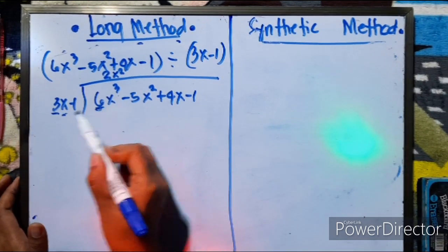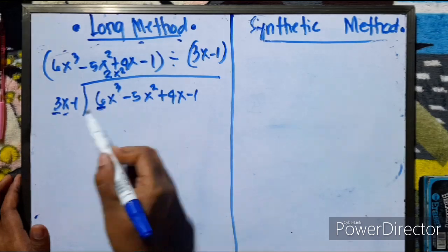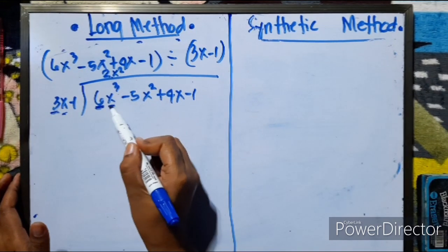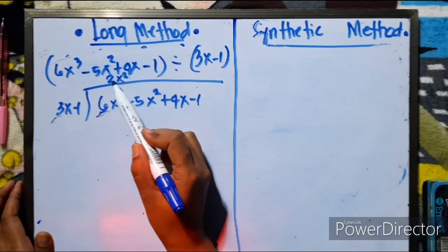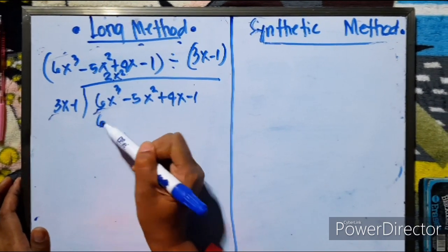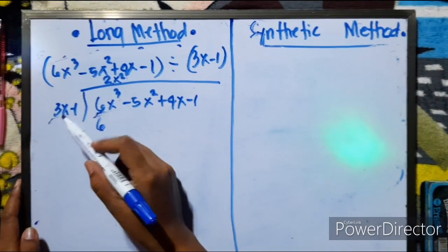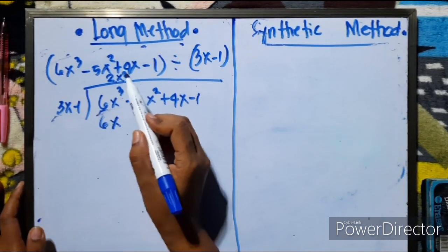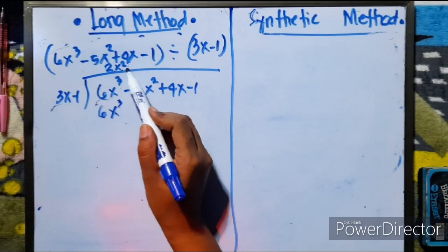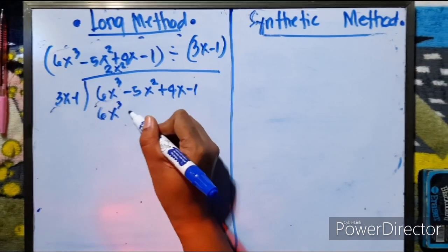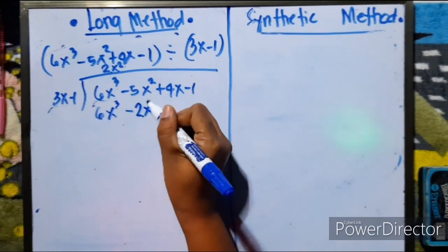Again, 6 divided by 3 is 2. X cubed divided by x is x squared. Multiply. Isa-isahan na to. 2 times 3 is 6. X squared times x is x cubed. And then, 2 times negative 1 is negative 2x squared.